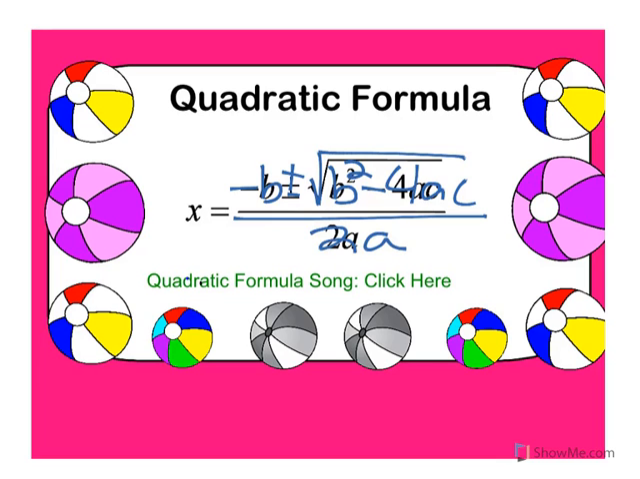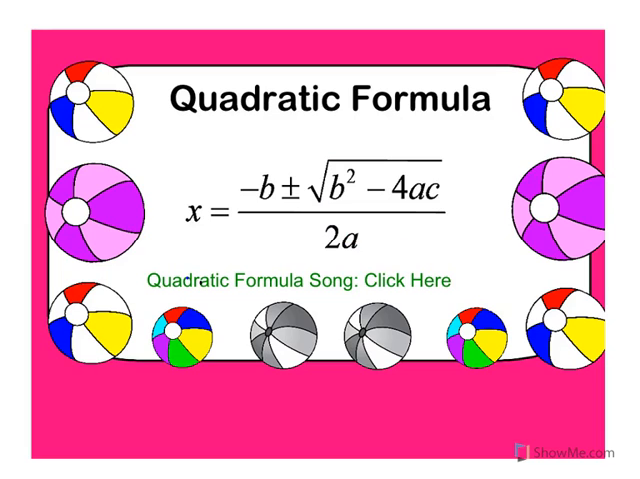All right, normally in class I have my students sing the song together, but I thought I would play it for you in the video. The idea is the quadratic formula says that x, remember we're finding roots or x-intercepts, is equal to negative b plus or minus the square root of b squared minus 4ac, all over 2a.